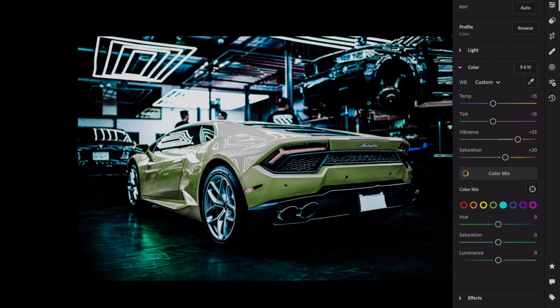Aqua. Saturation, minus 100. Blue. Saturation, minus 100. Purple. Saturation, minus 99. Magenta. Saturation, minus 98.